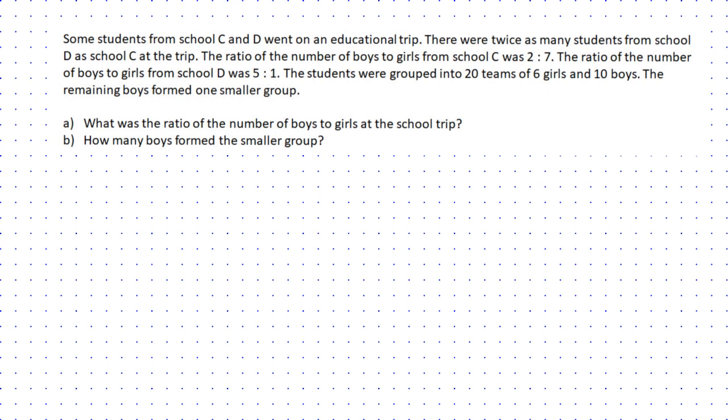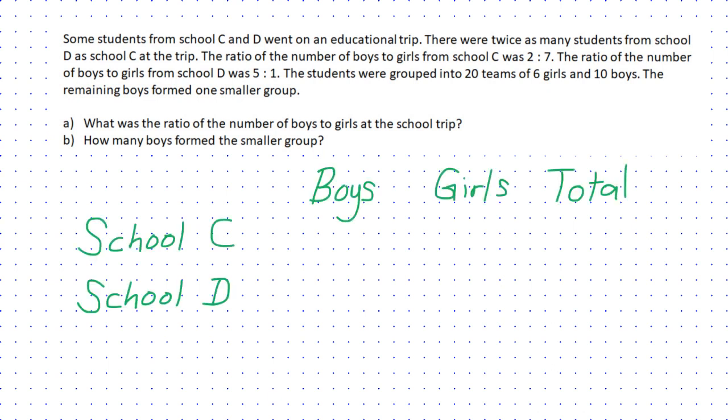So first, let us draw a table to organize all the information that has been given to us. Okay, so the ratio of the number of boys to girls from school C was 2:7. So that will be 2 and 7. So the total will be 2 plus 7, which is 9. So the ratio of the boys to girls in school D was 5:1. So that will be 5 and 1 with a total of 6.